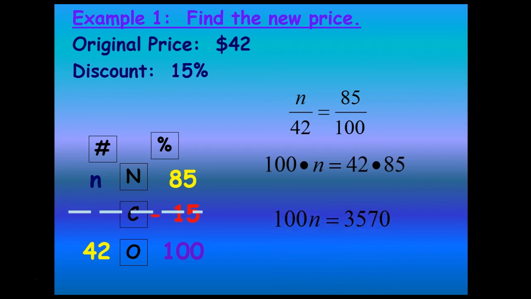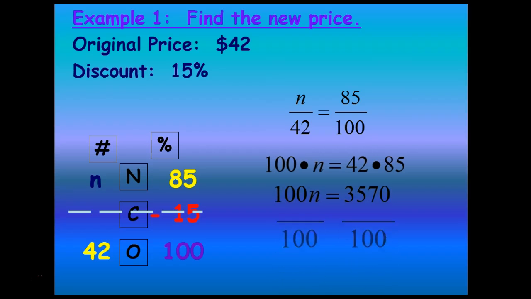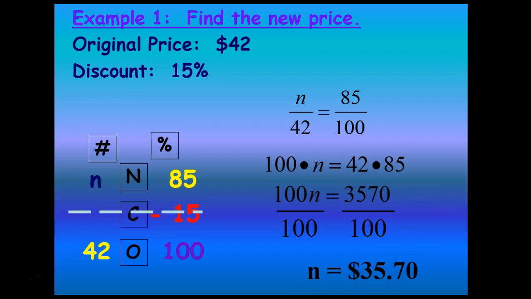N over 42 equals 85 over 100. We use cross products to multiply, which will give us 100N equals 3,570. Divide both sides by 100, and our answer is $35.70. Remember, we have to label our answer, and we're working with money. In addition, when using a calculator, it's going to come up as 35.7. We must remember that we represent our money correctly, so that 0 must be placed on the end of our answer.